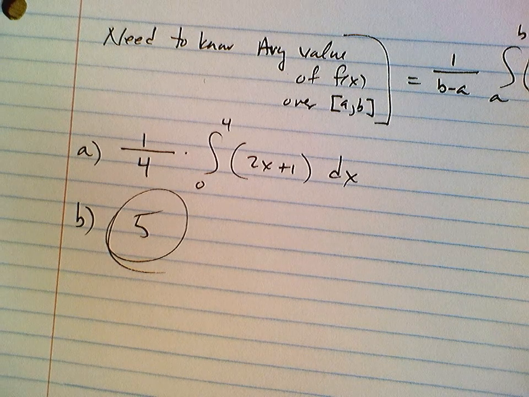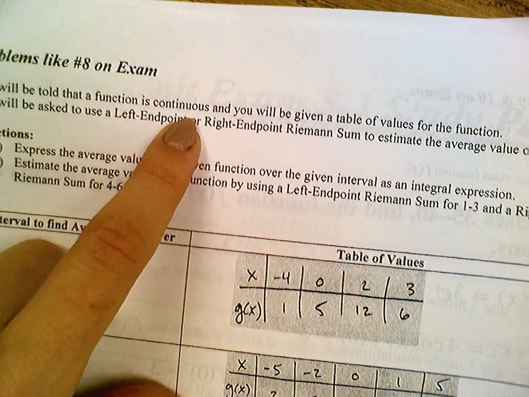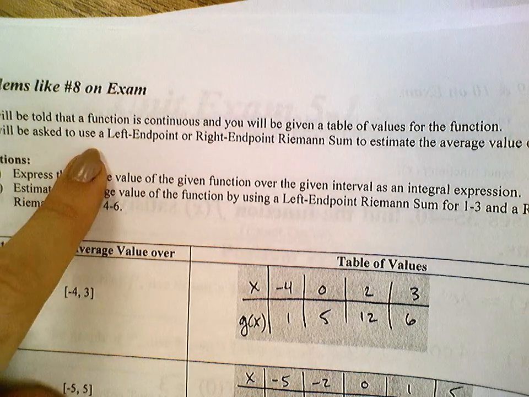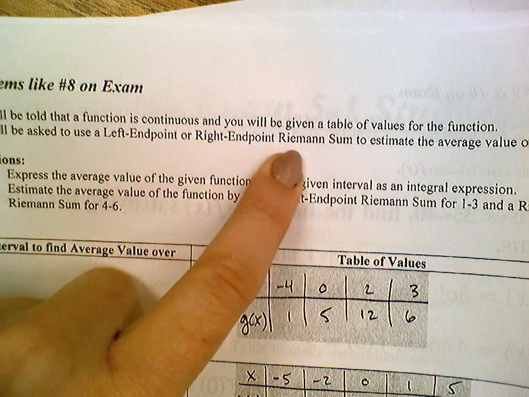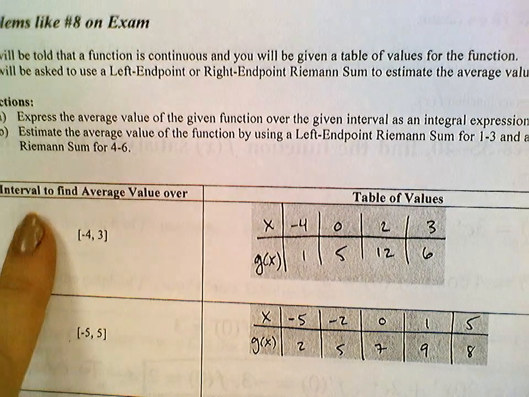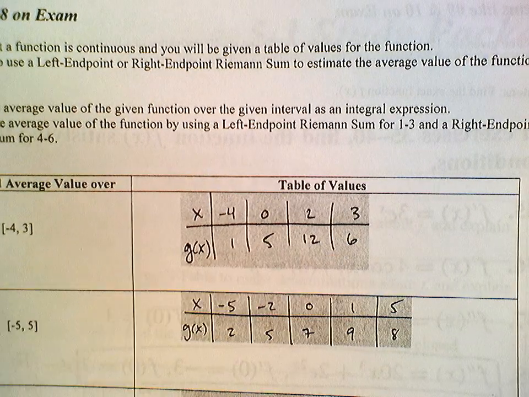And number 8. Okay, problems like number 8. You will be told that a function is continuous, that's important, and you will be given a table of values for the function. You will be asked to use a left endpoint or a right endpoint Riemann sum to estimate the average value of the function. Okay, so the interval to find the average value over, I've got to give that to you, and I'm going to give you a table of values.